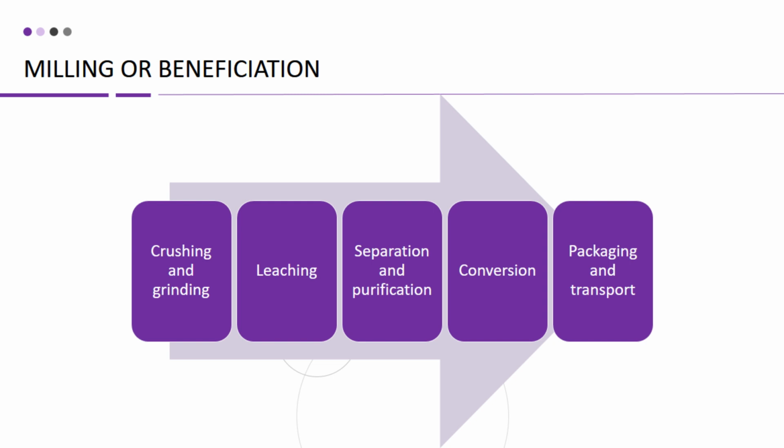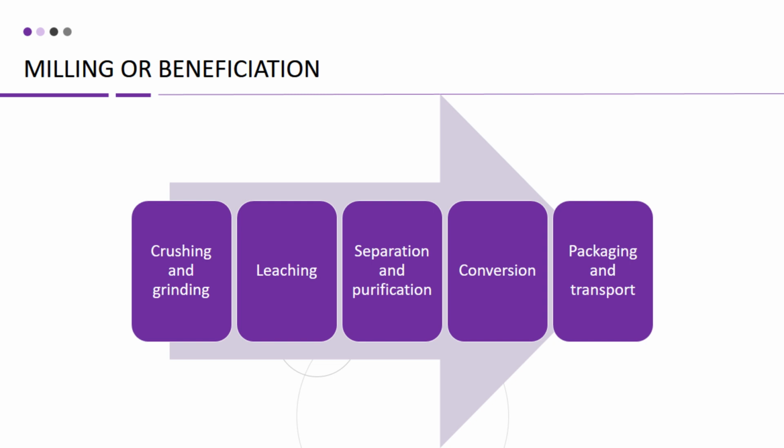The third step is separation and purification. Once the uranium is leached into the solution, it is separated from other minerals and impurities. Various chemical and physical processes, such as solvent extraction, ion exchange, and precipitation, are used to separate and purify the uranium from the leach solution.